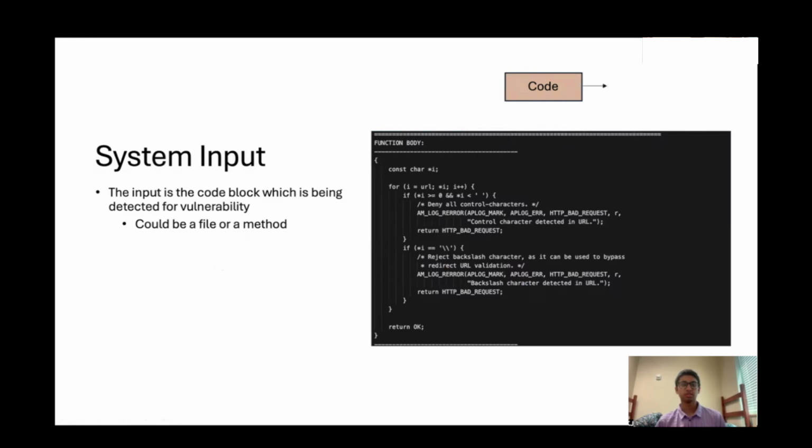Okay, so this is a breakdown of how it works. You have your system input. In this case, this is probably the smallest function we're checking. There's bigger functions, but you see a system input here. It can be a file or a method. And in this case, it's a method. And this is sort of what we're going to be checking for a vulnerability.